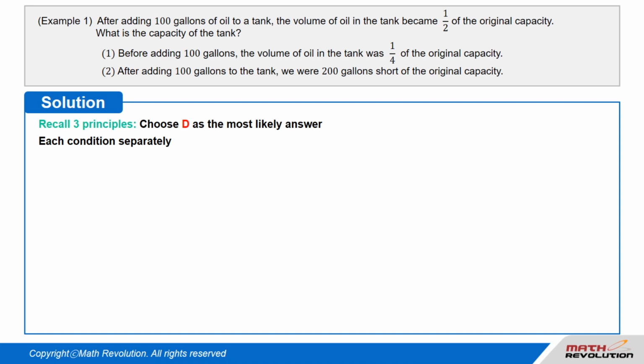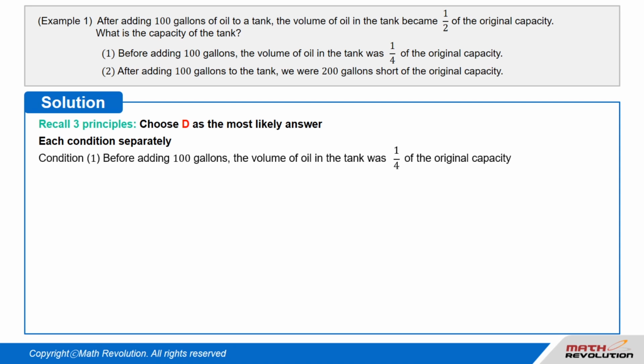Let's take a look at each condition separately. Condition 1 tells us that before adding 100 gallons, the volume of oil in the tank was 1/4 of the original capacity. So, the 100 gallons are equal to 1/2 of the capacity minus 1/4 of the capacity. Then we get (1/2 minus 1/4) times C equals 100. 1/4 times C equals 100. That is, C equals 400.